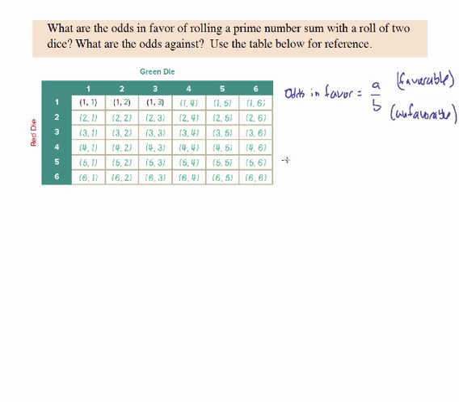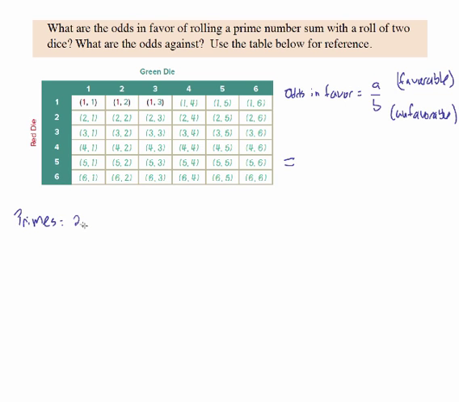So in this case, in order to answer this question, where we want to know what the odds in favor of rolling a prime number sum are, we're first going to have to find how many of the rolls result in a prime number sum. So let's think of what all the primes are that are possible rolls of 2 dice.